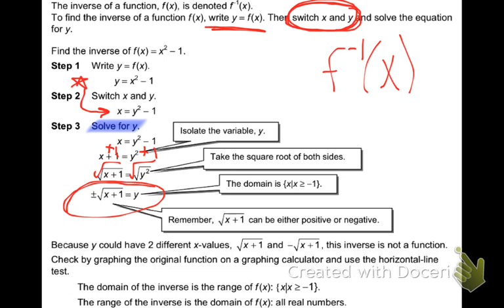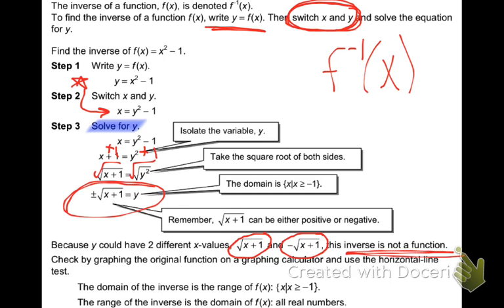So you have to keep the square on the side it's already on? Is that what you're saying? Yes. Yep. So don't take the x squared with it. Leave it. Because y could have 2 different values for x, for example, the positive square root of x plus 1 and the negative square root of x plus 1, this inverse is not a function. This one would not be a function. You can check by graphing the original function on a graphing calculator and using the horizontal line test.